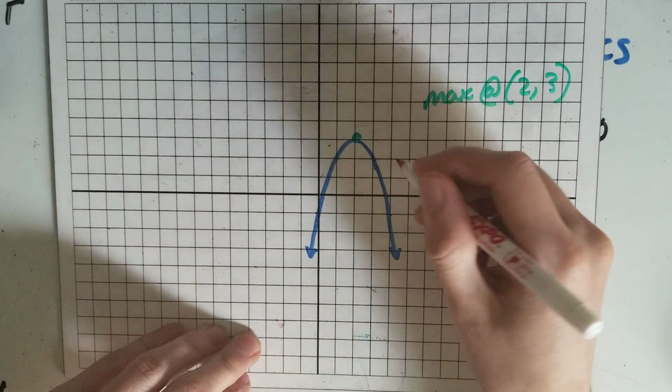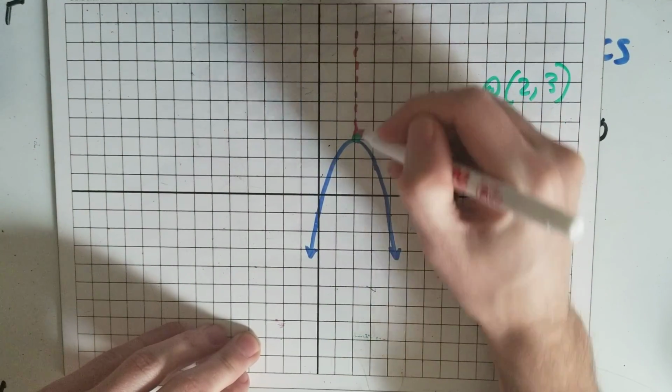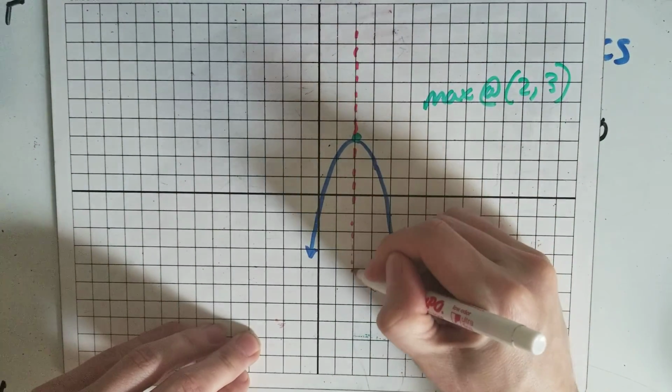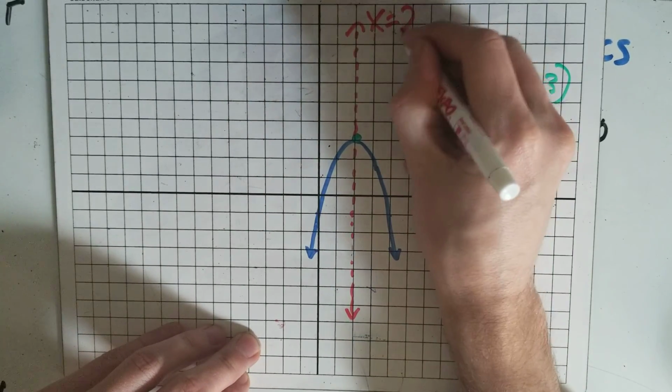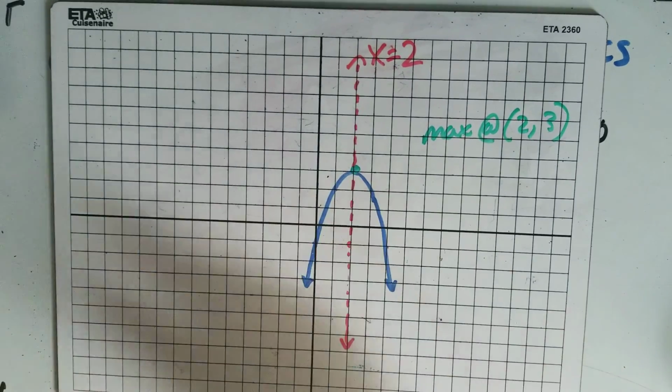The axis of symmetry is going to be a vertical line that goes through the vertex. So it should look like this. And that would be x equals 2. That would be your equation for the axis of symmetry.